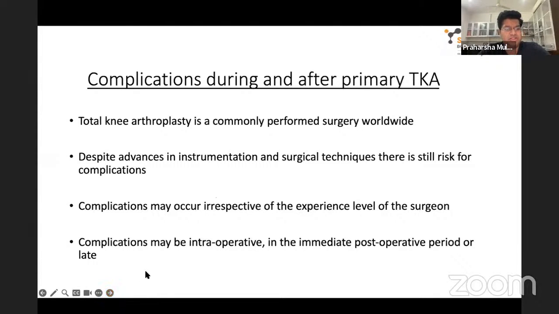These complications of TKA can be intraoperative, in the immediate post-op period, or late complications. We're not going to look at the later complications, such as instability secondary to loosening or because of some trauma later. We'll be looking at the common complications that occur only during surgery, which will be evident either during surgery or immediately after surgery.